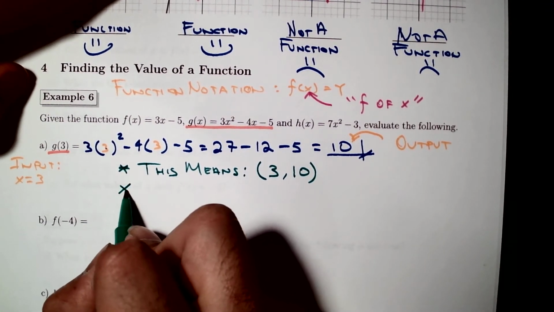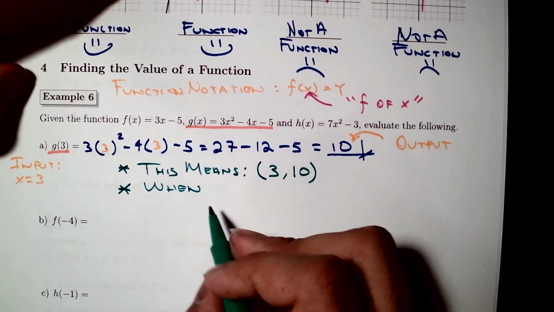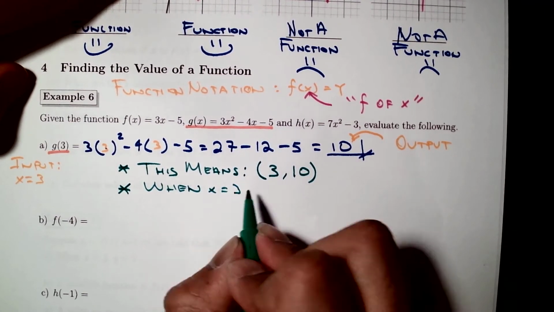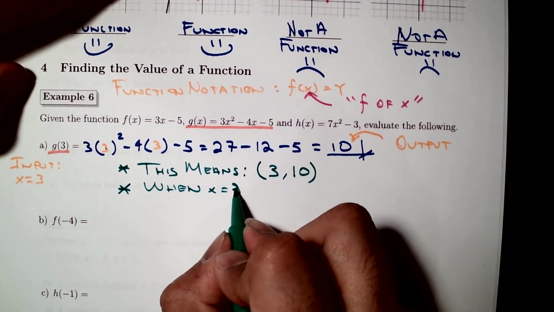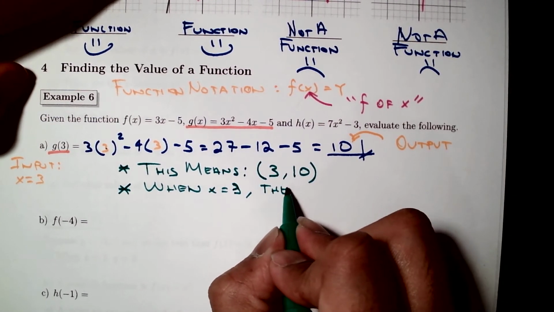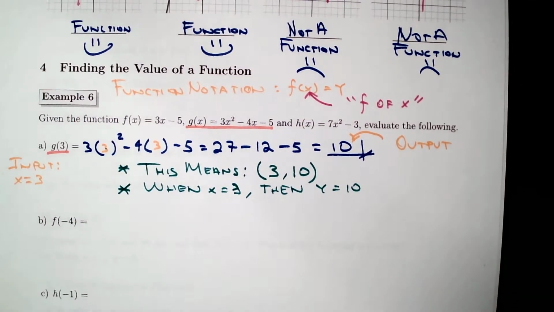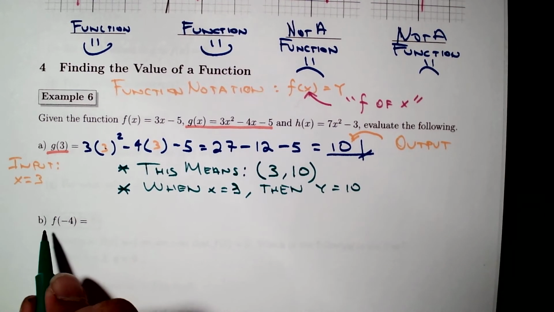Or another way to say this is when x equals 3, then y equals 10. Those are the two ways to interpret that result. All right, let's look at letter B.